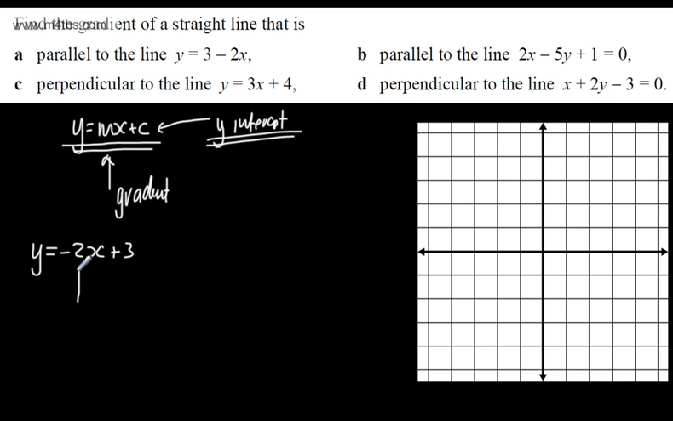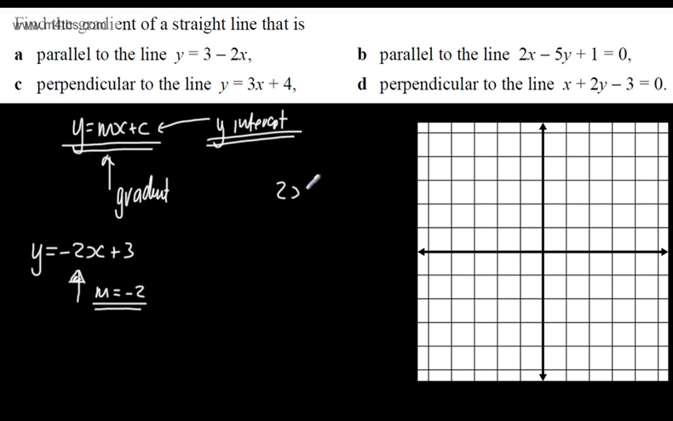So a line that is going to be parallel to this one is going to have a gradient now of -2. If it was perpendicular, it would have a gradient of +1/2. We want a line parallel to this one, so let's rearrange that.